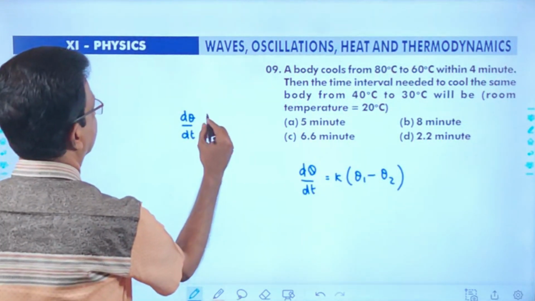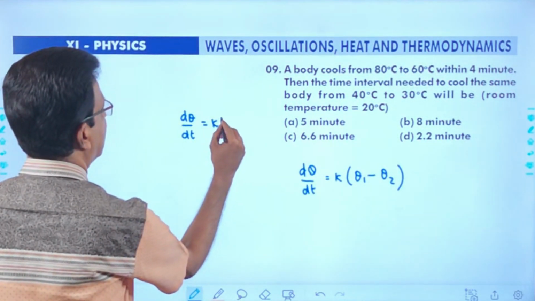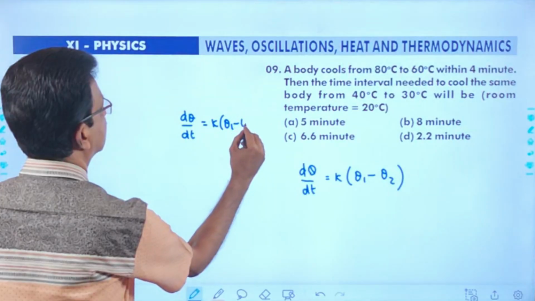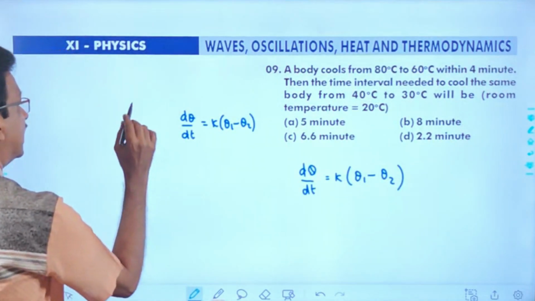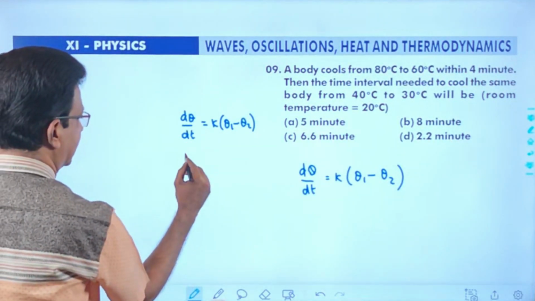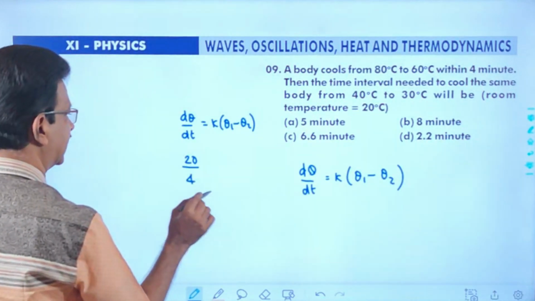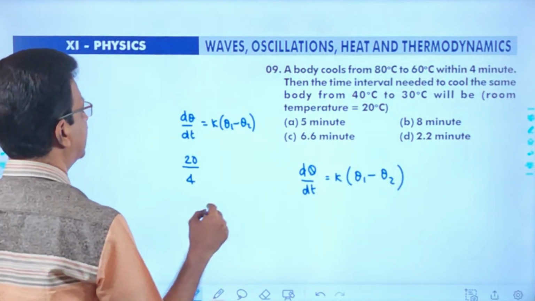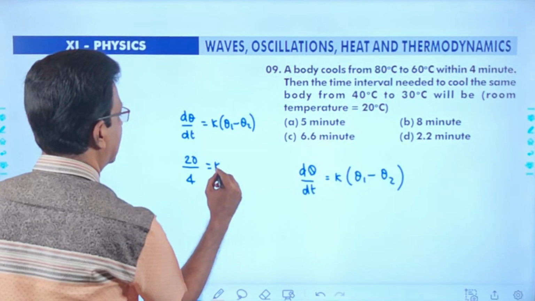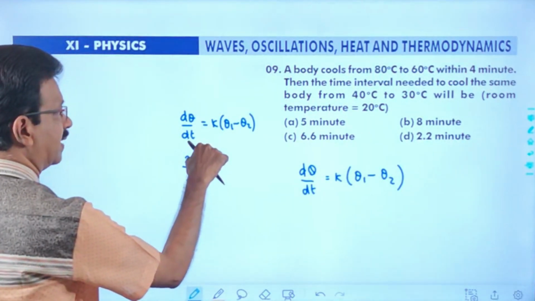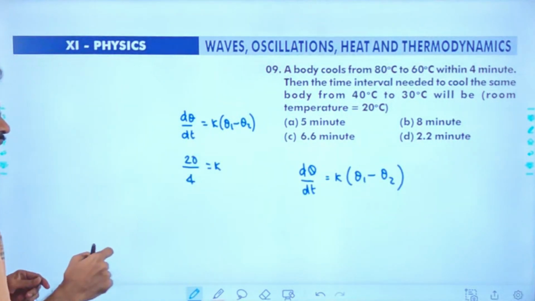Only the temperature is changing. dθ/dt equals k into (θ1 minus θ2). From 80 to 60, dθ is 20. The time is 4 minutes; we will substitute in minutes itself, so the answer will be obtained in minutes. Equal to k, θ1 body temperature, θ2 surrounding temperature.